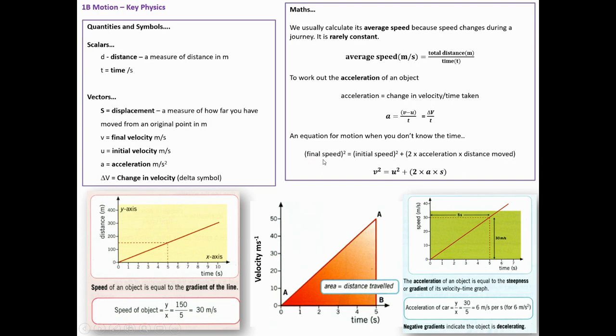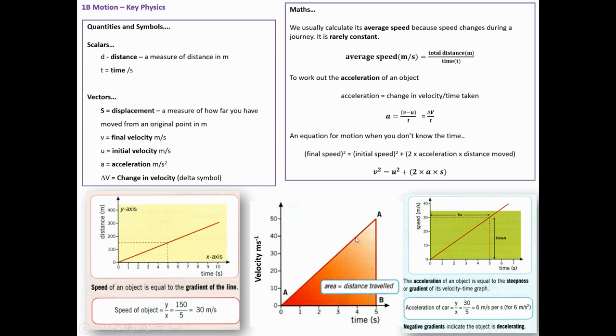We've also got, when we don't know time, we can use final speed squared equals initial speed squared plus 2 times a times s. And it says distance moved, so they're a bit slack on their language, but really it's the displacement. So v squared is u squared plus 2as.